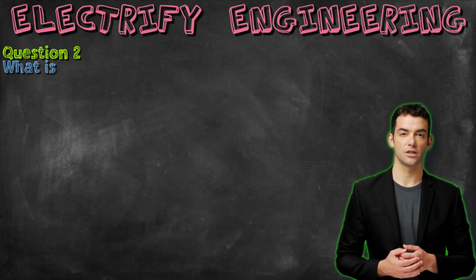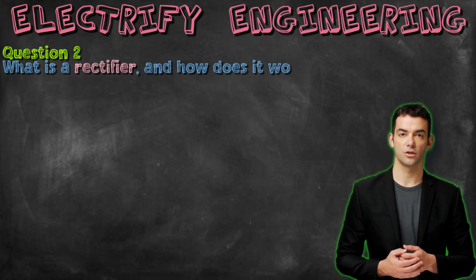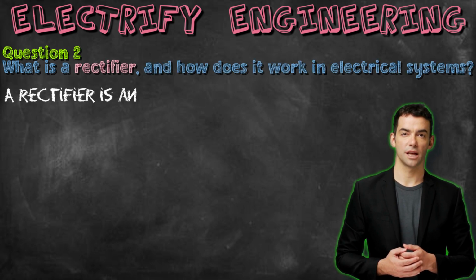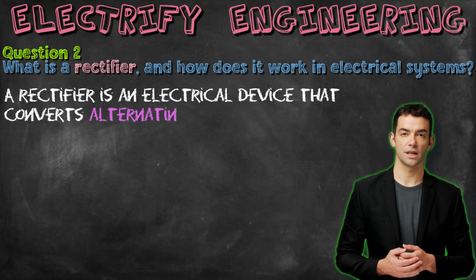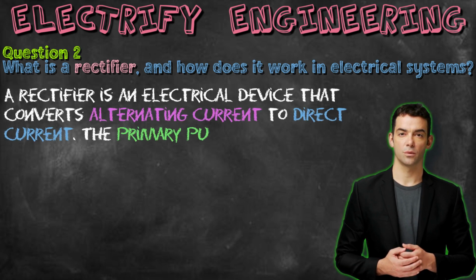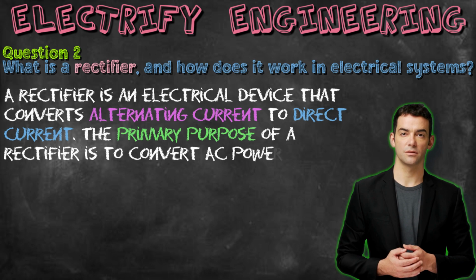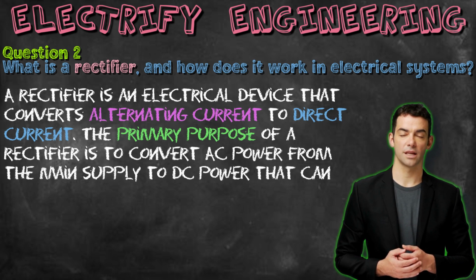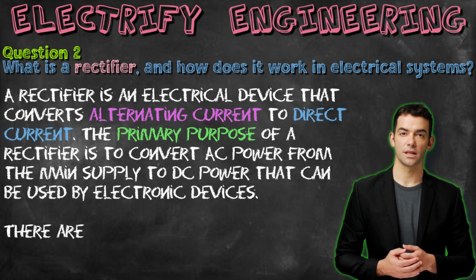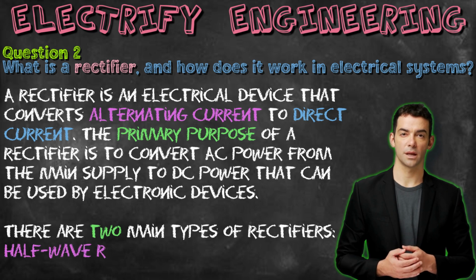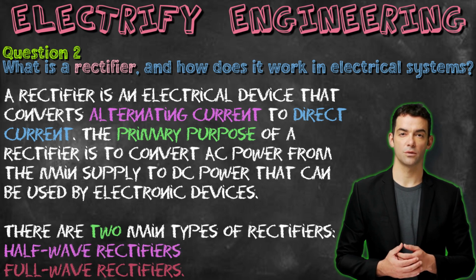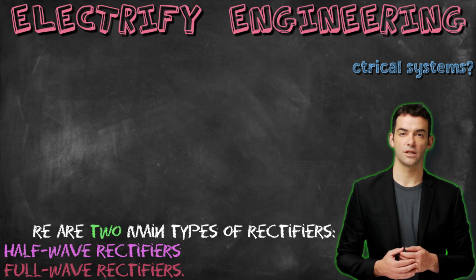Question 2. What is a rectifier, and how does it work in electrical systems? A rectifier is an electrical device that converts alternating current to direct current. The primary purpose of a rectifier is to convert AC power from the main supply to DC power that can be used by electronic devices. There are two main types of rectifiers: half-wave rectifiers and full-wave rectifiers.